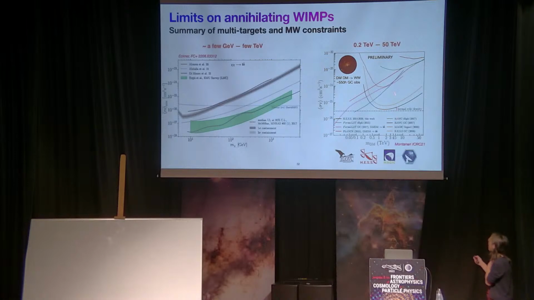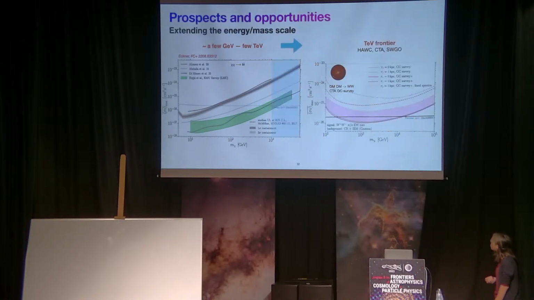If we go then to higher masses, so then we are in the TeV mass domain, we are dominated by limits from imaging Cherenkov telescopes, and notably the observation of the galactic center with the H.E.S.S. telescope, which collected about 500 hours of observations of the galactic center, and it can start to constrain dark matter up to the TeV scale, touching upon the thermal relic density cross-section.